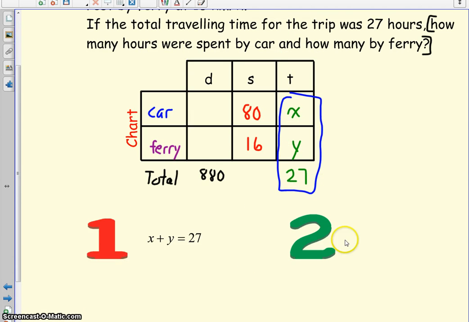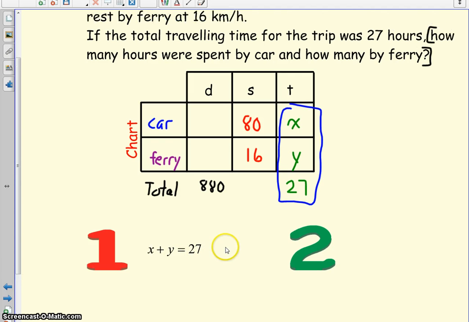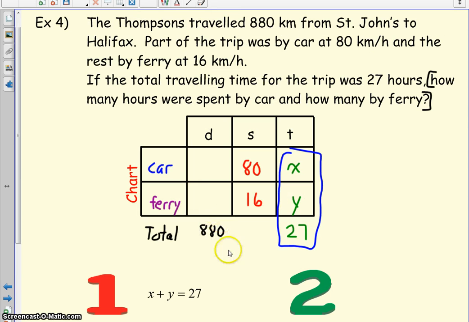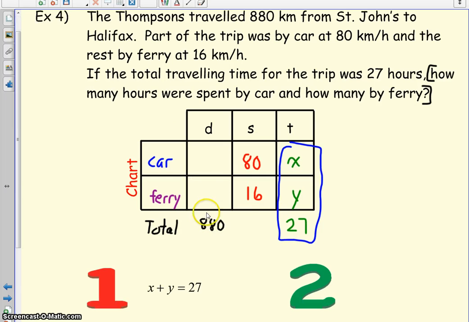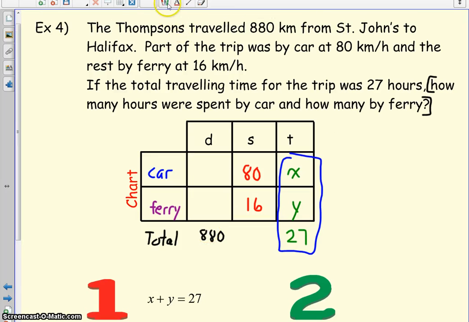I'm going to see now for a second equation, because right now I can't solve it, I need a second equation. Can I generate another equation? Well, I know there's 880 kilometers total. If only I could find out some information about the distance traveled by car and ferry, because I could create something similar. If I know the distance traveled by car and distance traveled by ferry, I could create an equation there as well. So what I'm actually going to do here, and you may remember from science last year, there's a relationship between distance, speed, and time that exists.